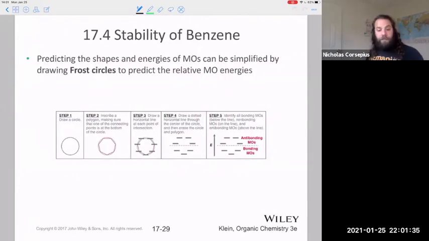Okay, so like I said, the main goal here is going to be to draw those molecular orbital diagrams. Where are those energy levels? How do I draw those? That's what we're going to focus on now. There's this really cool way of doing it, which is called the Frost circle method.